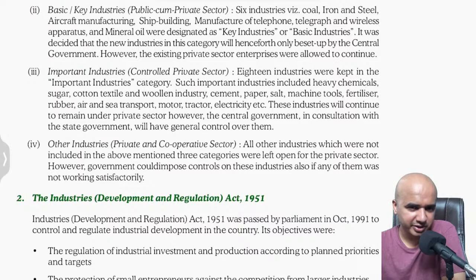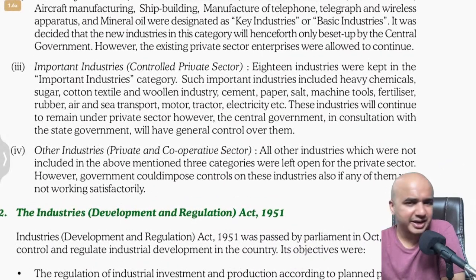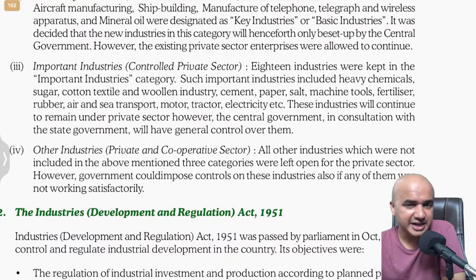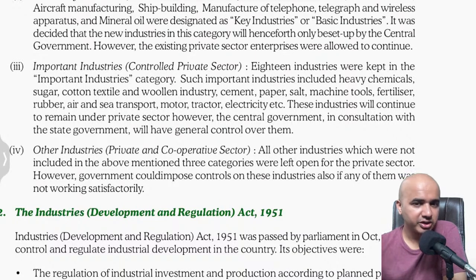Important industry, controlled private sector. The moment you try to control any type of industry, obviously you will be looking at doom, because the market cannot be controlled. If you try to control, it will behave erratically, and we have seen what exactly happened with our country as well, because they wanted to control all these things, but fortunately we didn't do that for long. 18 industries were kept in the important industries category. Such important industries included heavy chemicals, sugar, cotton textile, woolen industry, etc. These industries would continue to remain under the private sector. However, the central government, in consultation with the state government, would have control over them.